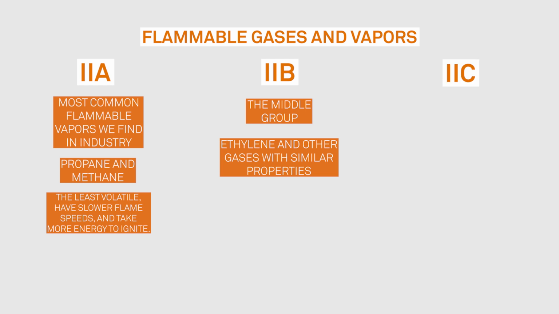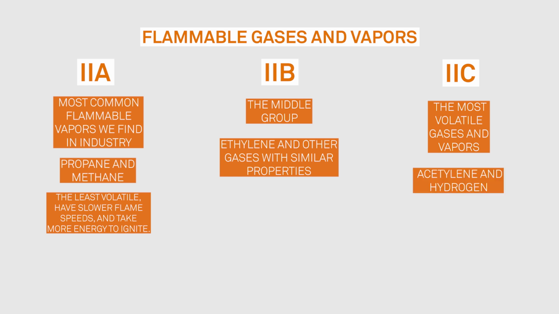And finally, gas group 2C, which includes the most volatile gases and vapors, including acetylene and hydrogen. These gases take the least amount of energy to ignite, have the highest flame speeds, and typically are the most difficult gases to deal with when it comes to explosion protection.